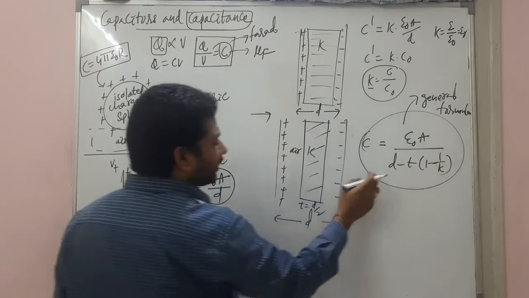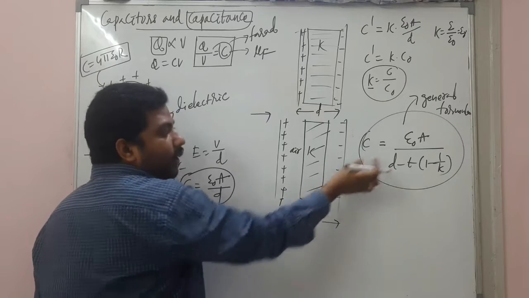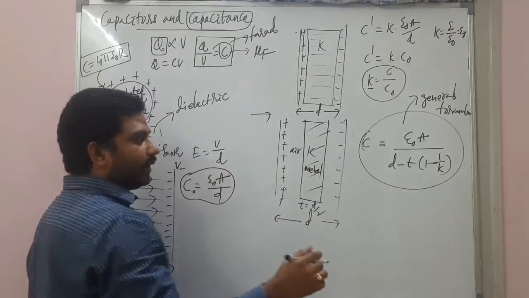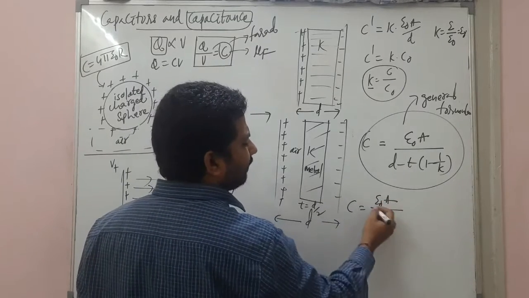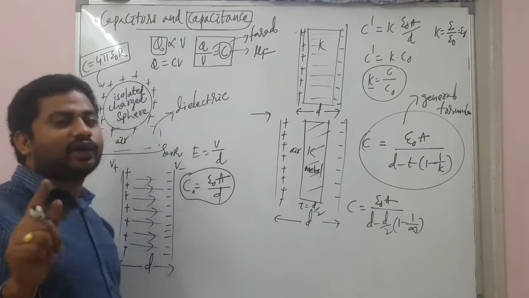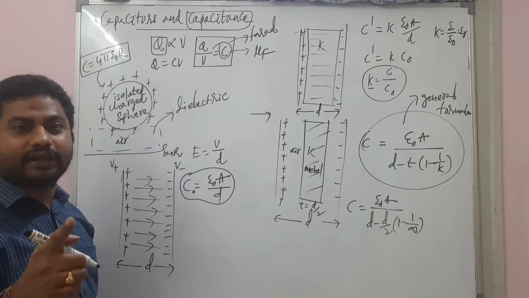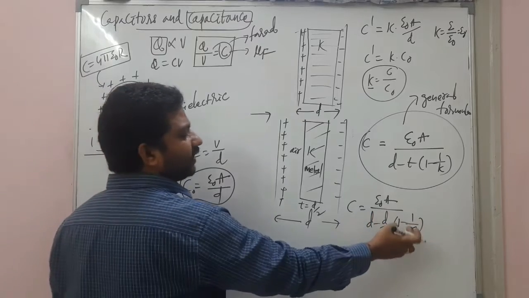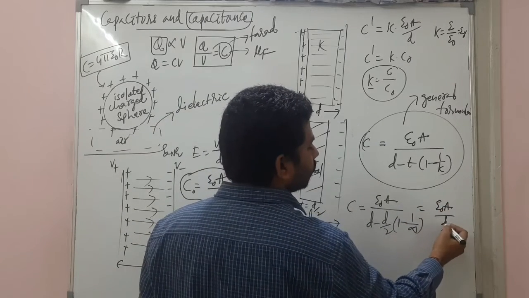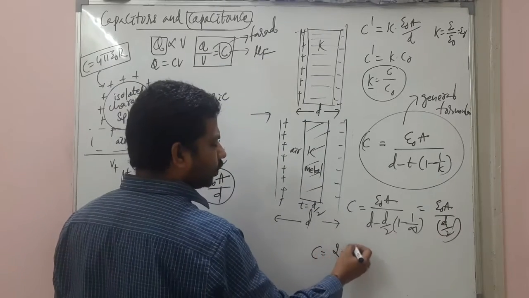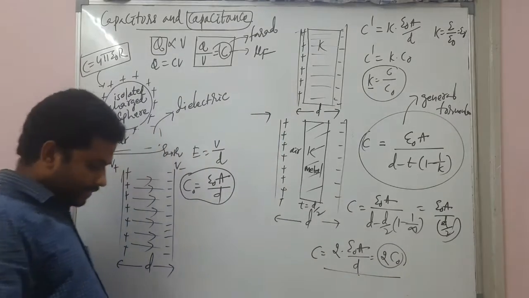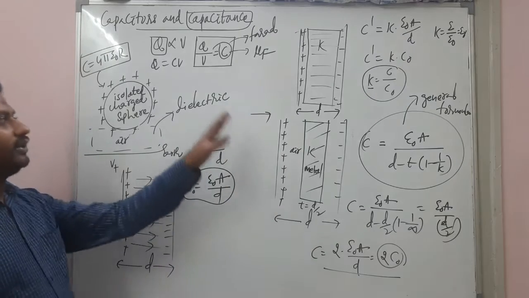Now, when you substitute this value here, imagine this is a metal and this T is equal to D by 2. What happens in this case? Epsilon naught A by D minus D by 2 into 1 minus 1 by K. For the conductor, the dielectric constant is infinite, as I have told you already. So 1 by infinity is 0, and D minus D by 2 is D by 2. So epsilon naught A by D by 2, and this C is equal to 2 into epsilon naught A by D, and that is 2 into C naught. Very important, this part.